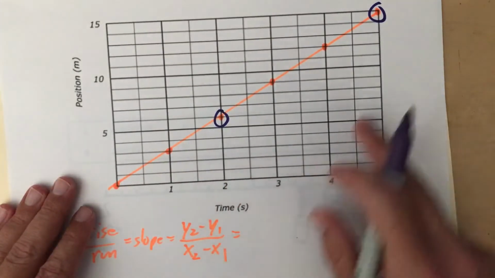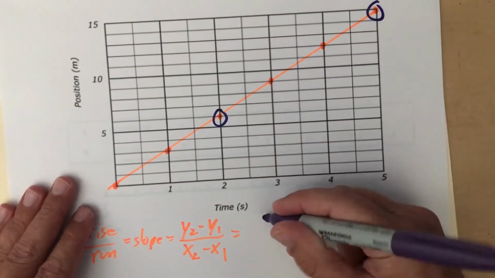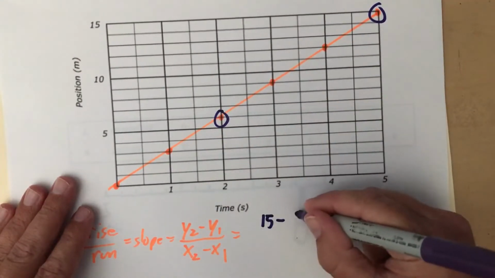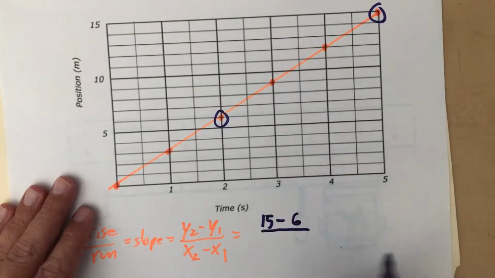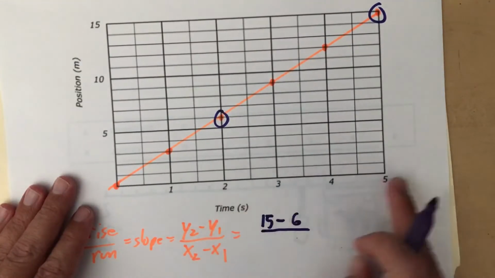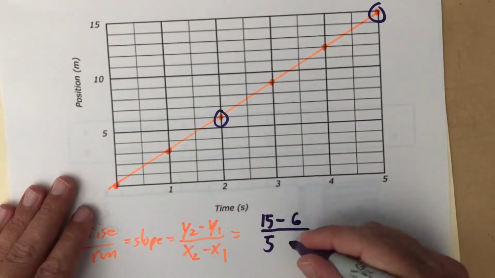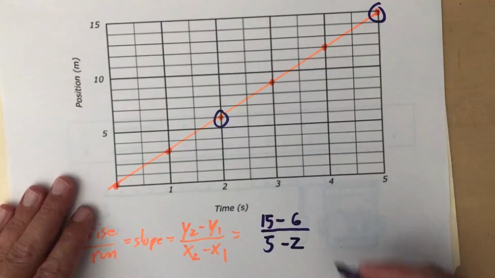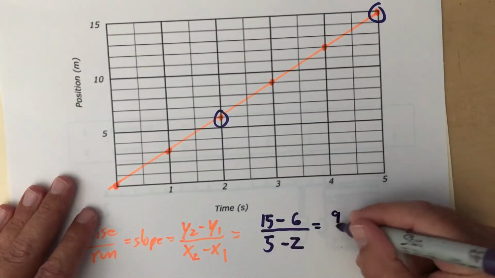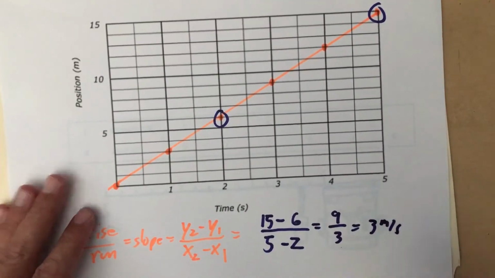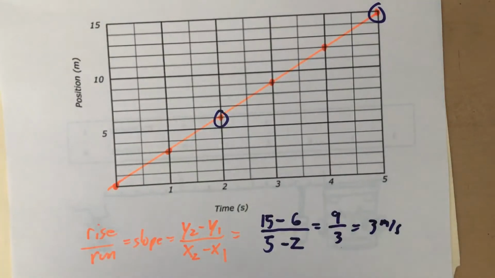All right, so in this case here, our y value is 15. You can consider that like our final position, and our initial position there would be 6. And then our final time here would be 5. That's our final x position. And our initial x position would be 2. And so when we go to solve for these, 15 minus 6 is 9. 5 minus 2 is 3. Simplify, 3 meters per second, which we already knew, right? They told us that from the beginning, but it should match up in that case.